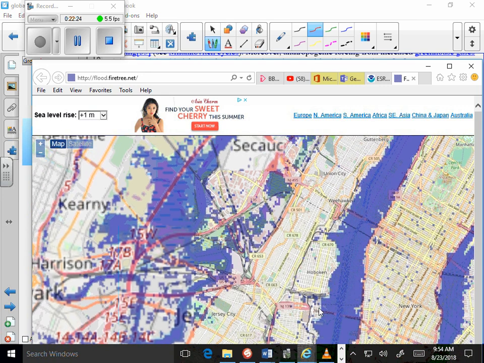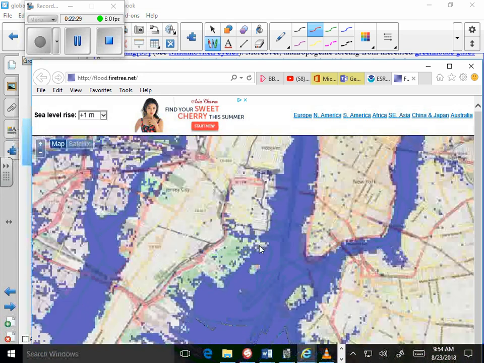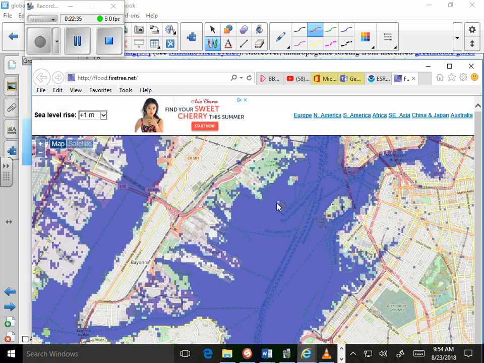Whoa, look at that. Part of New Jersey is just not having fun. And there's the Statue of Liberty. It's just a little dot now. Uh-oh, that could be a problem.